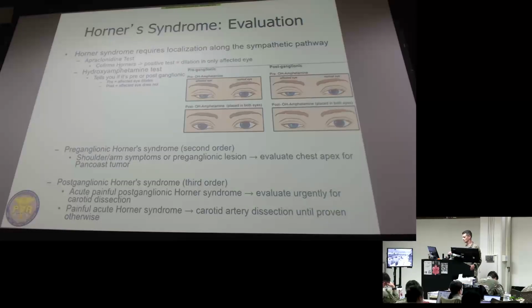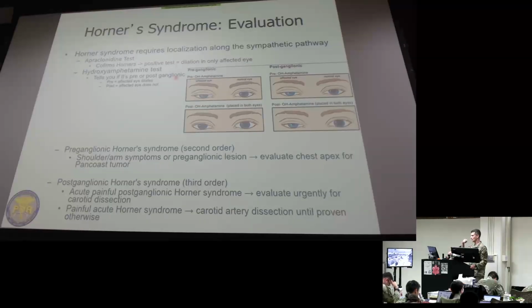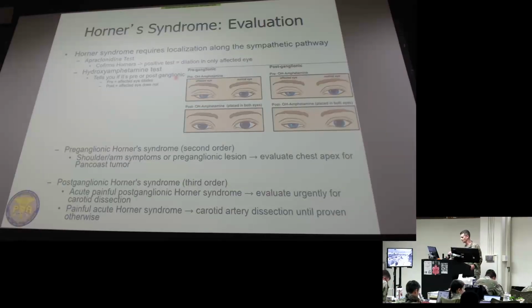What they can hit them with is this thing called hydroxyamphetamine. It tells you if it's either pre or post ganglionic. Pre or post meaning, is it happening before that sympathetic ganglion, or is it happening after, as it gets to the eyeball? Pre-ganglionic, when I provide them with the eye drops, I should see it correct. Post-ganglionic, if I provide them with the eye drops, it's not changed. I think it's actually due to a third order issue.